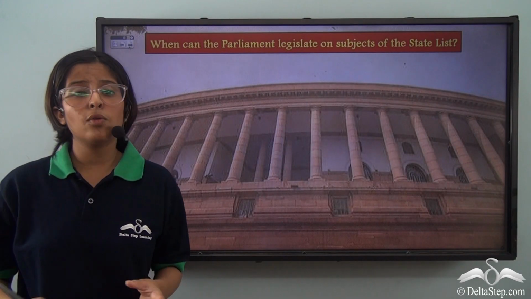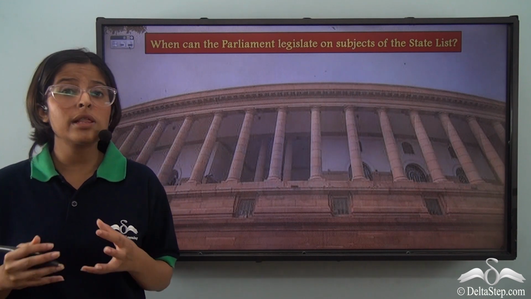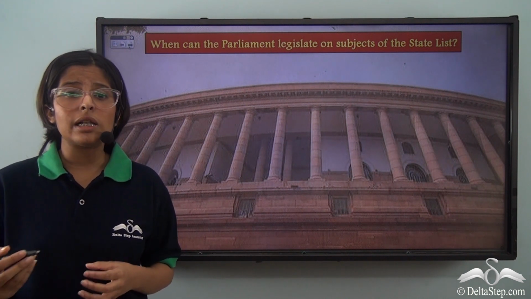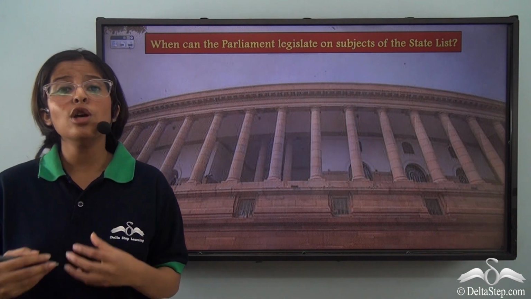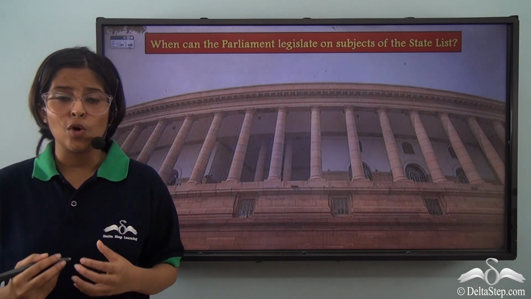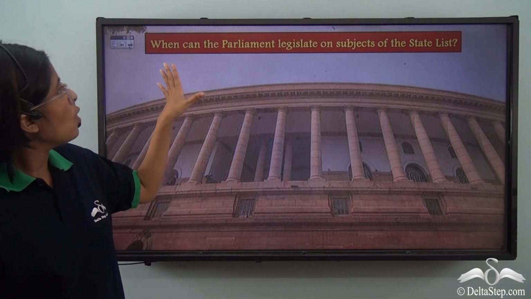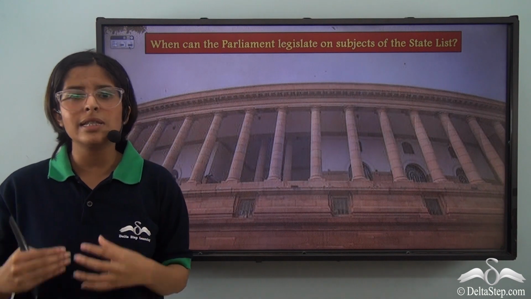Now we've learnt about the union list and the state list. But since all the states of India together make up the nation, the union list has some higher powers, or it has been given more powers to deal with laws than the state governments. So we'll see when the parliament can legislate on subjects which are under the state list.